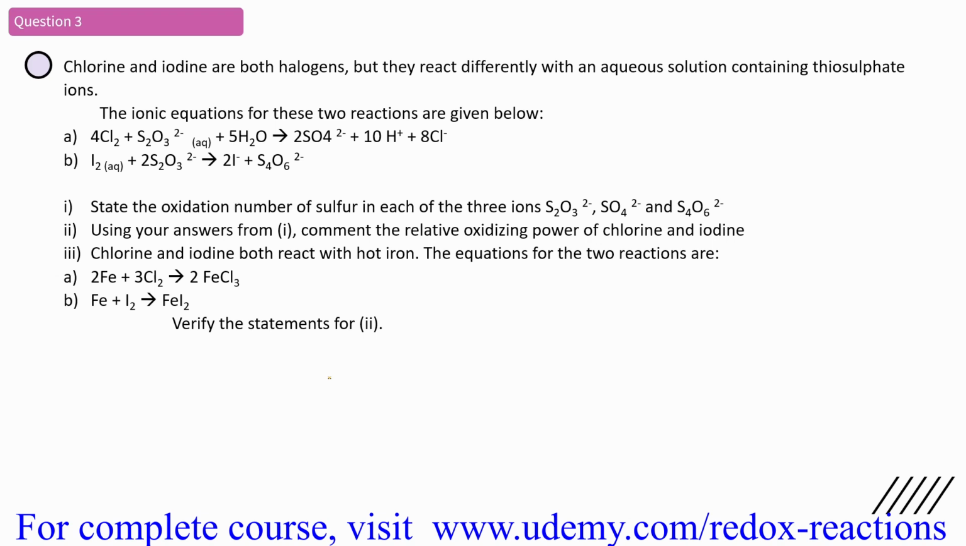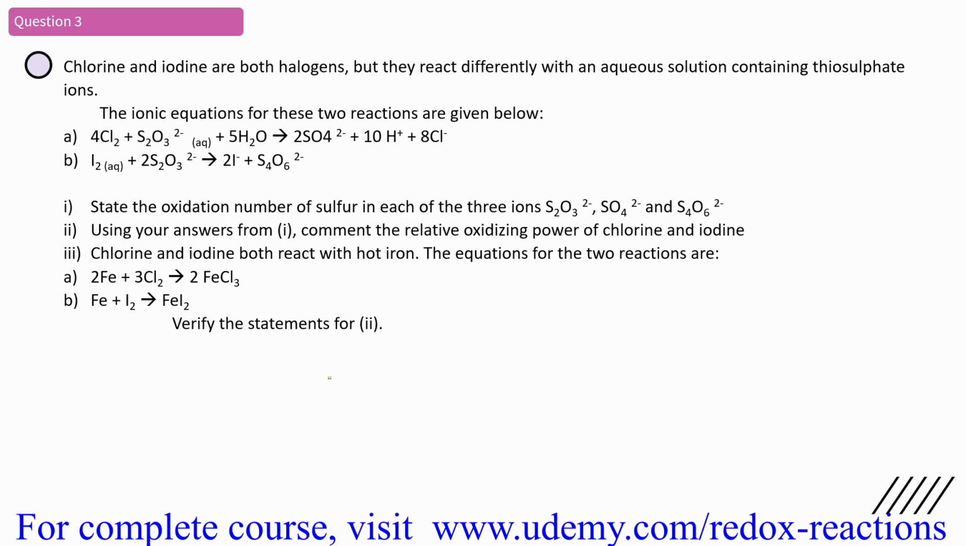There are two reactions given where they react differently with an aqueous solution containing thiosulfate ions. We need to find out the oxidation number of sulfur in three different ions: S2O3 2-, SO4 2-, and S4O6 2-.